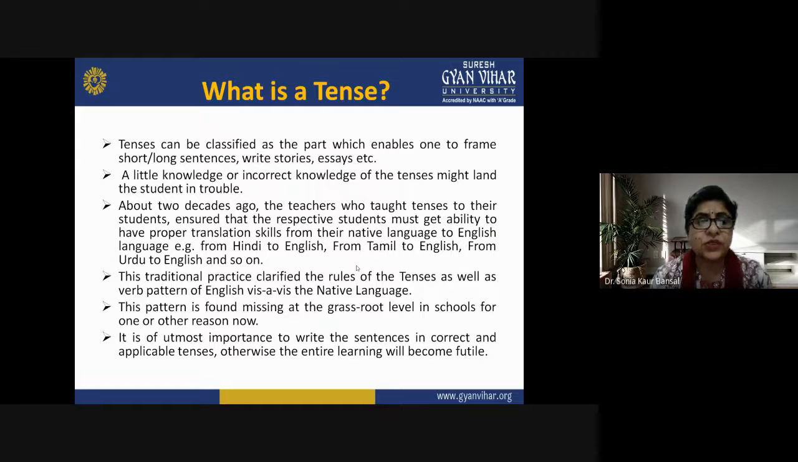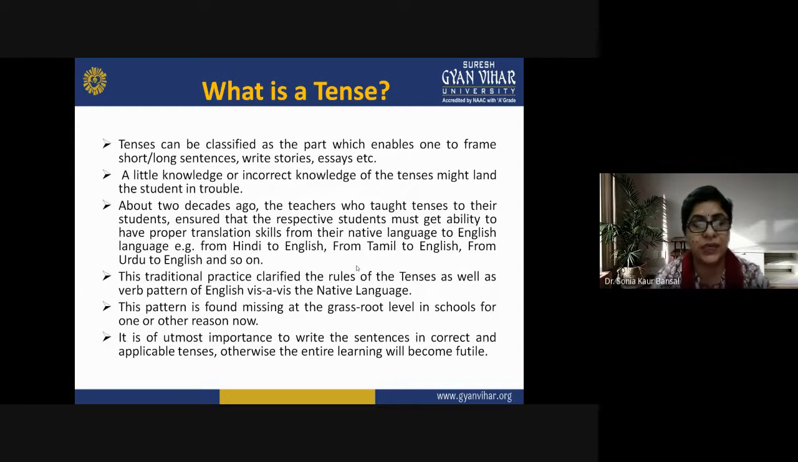So, about 2 decades ago, the teachers who taught tenses to their students ensured that the students got the ability of proper translation skills from their native language to English language, from Hindi to English, from Tamil to English, from Urdu to English, and so on, many languages.